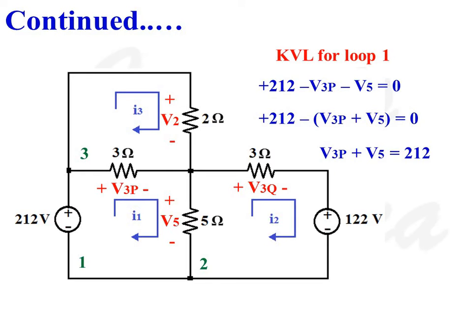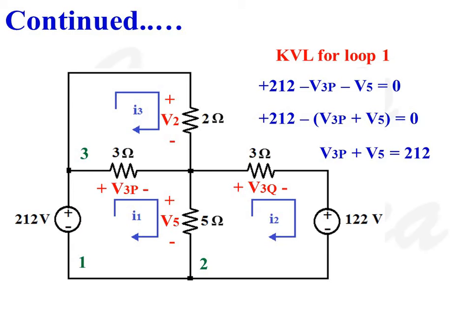Apply KVL for loop 1. So here in this loop, 212 voltage source is considered first. Moving in the clockwise direction from negative to positive, so 212 should be taken as positive. Next term in the loop is voltage drop across 3 ohms resistance V3P. Moving in the clockwise direction as we are going from positive potential to negative potential, V3P should be taken as negative.